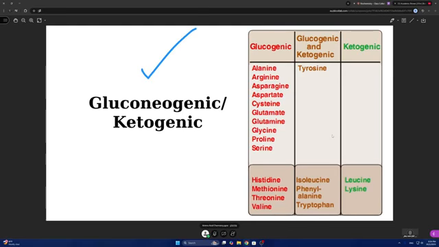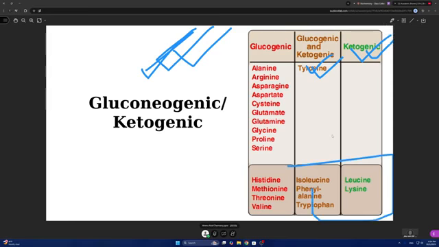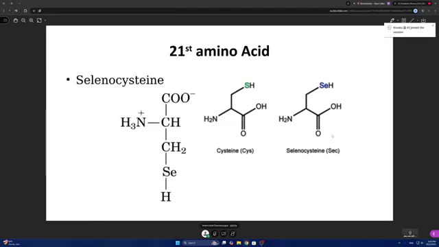Glucogenic, glucogenic and ketogenic, and ketogenic. Very important. As I told you how to memorize, you just have to memorize these two. For the rest, because it is an MCQ, multiple choice question, you can answer easily if you have memorized these six. Four are both glucogenic as well as ketogenic, and two are purely ketogenic. So remember this very well.